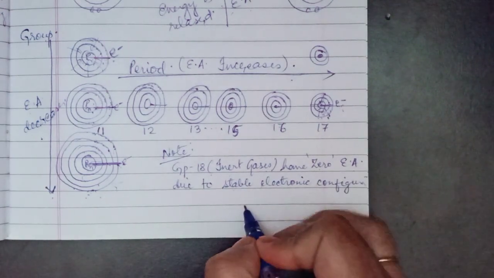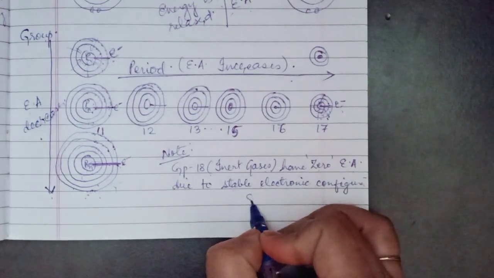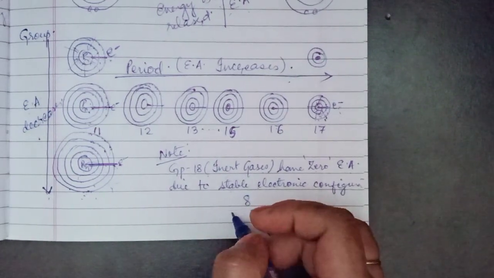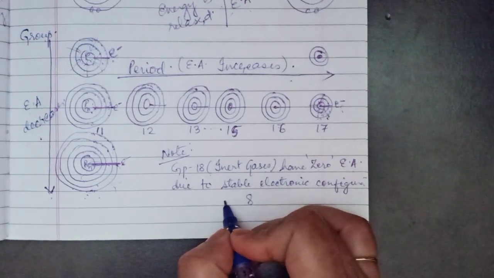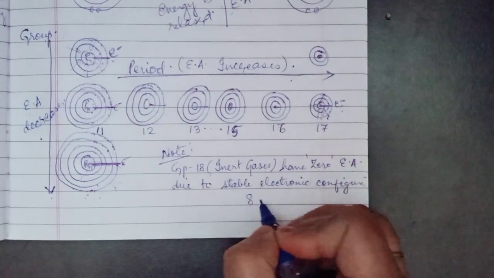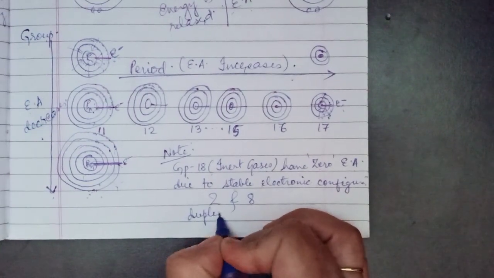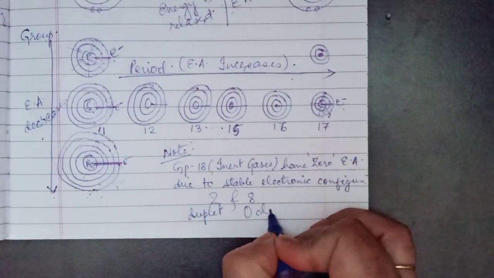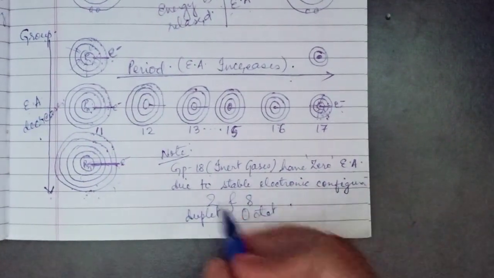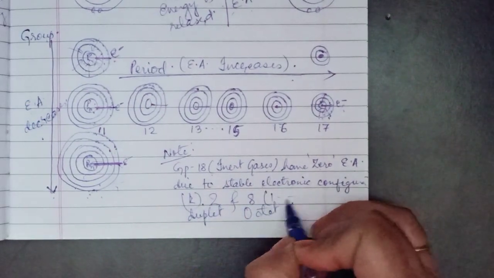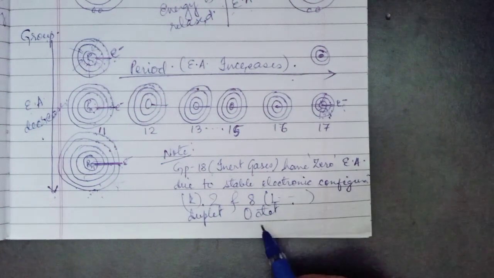That means the last shell, the valence shell, completely filled. Okay, completely filled. It may be octet or duplet. Duplet is only for the K shell and the rest of the shells must follow the octet rule.